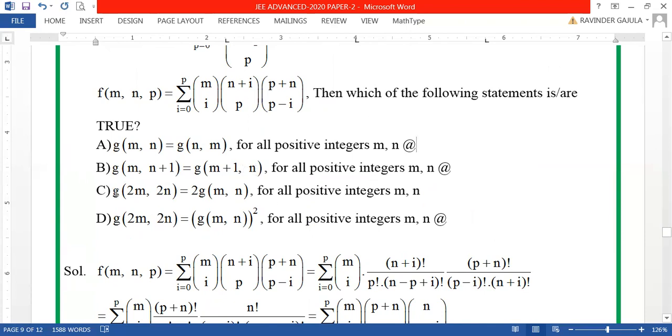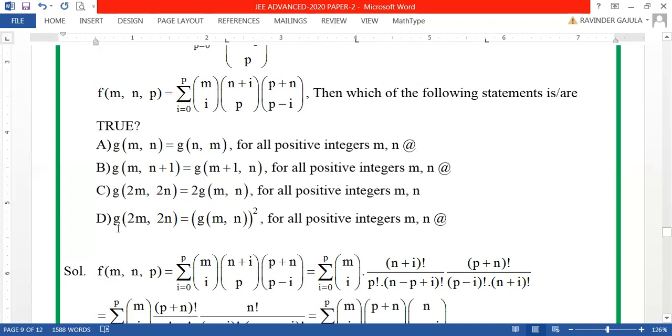And here G(2m, 2n), that means 2^(2m+2n). Here 2 into 2^(m+n) is 2^(m+n+1), whereas this is 2^(2m+2n). Here these two are not equal, so this is not possible.